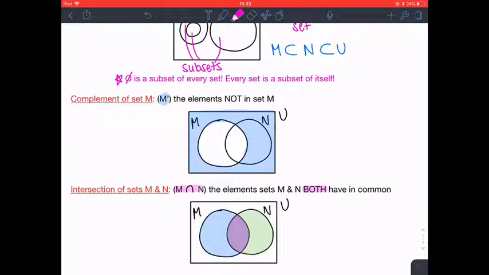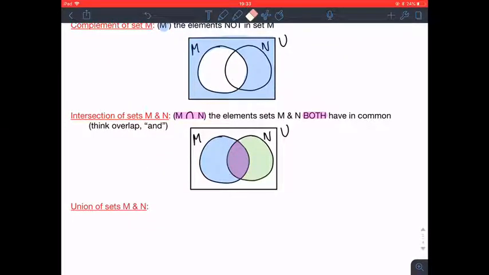The overlapping portion is the intersection. This is how you denote the intersection. Okay, where the two overlap. So think, when you hear intersection, think overlap. So the elements that are in both M and N. So "and" is that key word there. The union are all the elements in either sets M or N or both. Okay, so think the word "or."